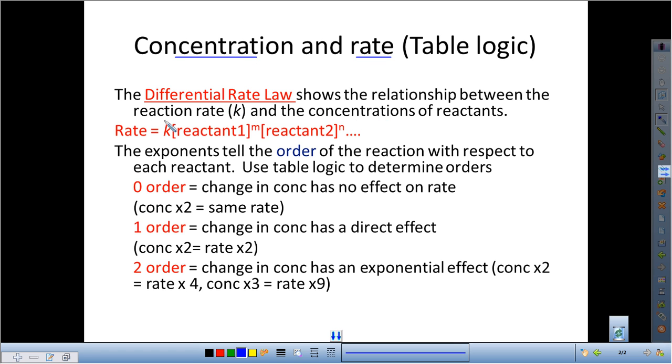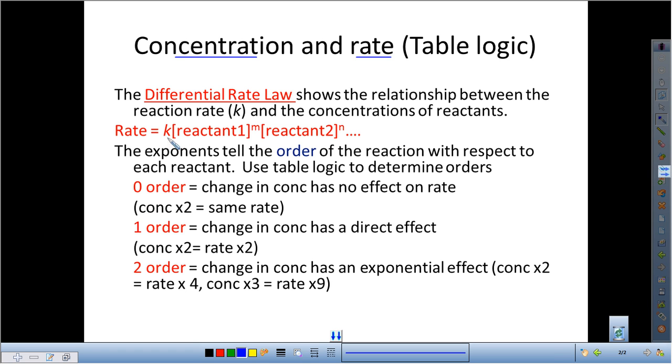Now this is an example of how you write the differential rate law. The rate, which is your change in concentration over change in time, is equal to k, we'll talk about k in just a second, times the concentration of the reactant 1 raised to m, times the concentration of the reactant 2 raised to the n, and so on and so forth for all the reactants that you have. So first we need to talk about what all these things in here are.